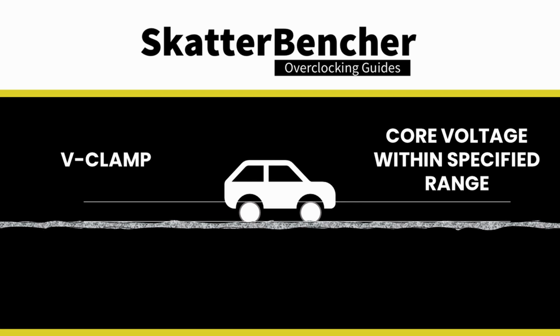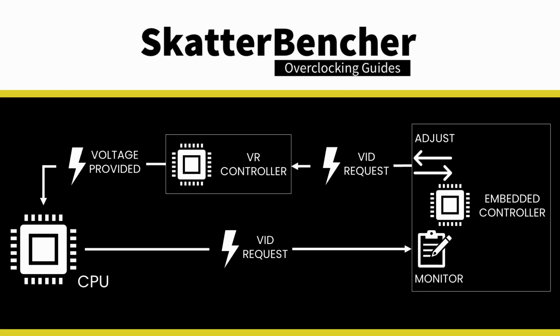The purpose of V-clamp is to force the core voltage to stay within a specific range, even when using a dynamic voltage like with Precision Boost Overdrive. To achieve that, a dedicated hardware circuitry on the motherboard PCB allows the embedded controller to read the current CPU temperature and die sense voltage. Then the controller instructs the voltage controller to adjust the voltage according to our custom suspension rules.